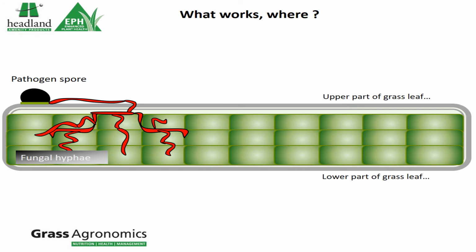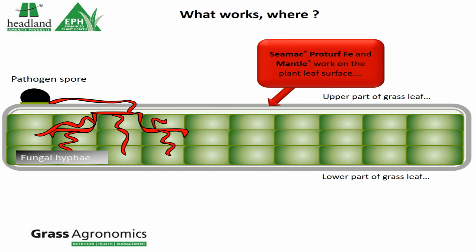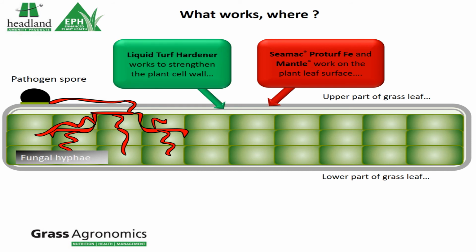Using this representation of a plant leaf, we can see our pathogen spore and the hyphae that it sends out to try and access its potential host. Here's where the products do their work. Both Seamac Proturf FE and Mantle help to create the hostile environment on the leaf surface that we spoke about. The magnesium and calcium in Liquid Turf Hardener help strengthen the plant's cell wall, making it harder for our pathogen to get in.